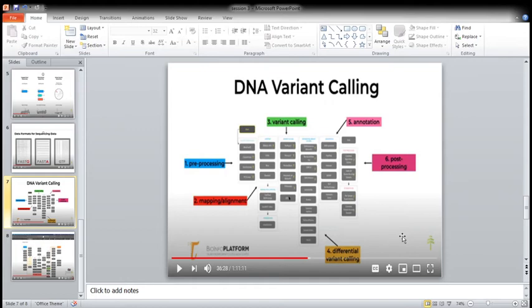So again, we also saw DNA variant calling, which consists of all these steps that we are seeing: the pre-processing, the mapping alignment, the variant calling, the different variant calling, the annotation, and post-processing. In the pre-processing, this is where we build our pipeline. Then we go to the mapping alignment.